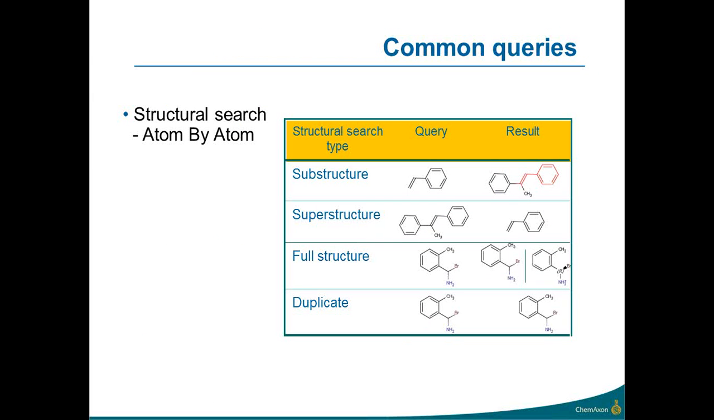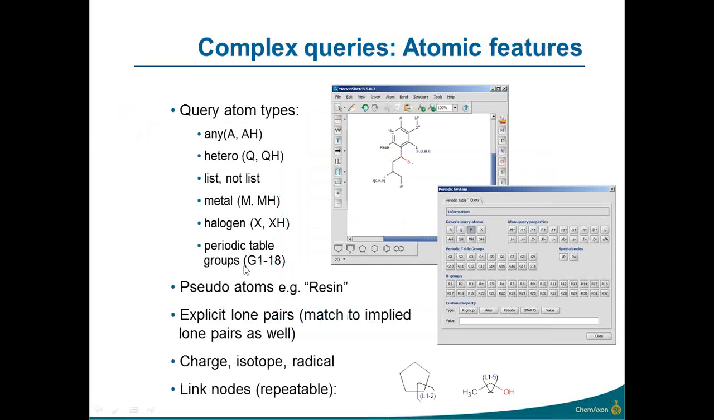As you can imagine, structural search atom by atom is supported, and not just substructure search. You can also do superstructure, a full structure search, a full fragment search, and a duplicate search as well. So these are the most common queries you can build with any other tools from vendors. But what distinguishes us from other vendors are the complex queries which you can build and use in ChemAxon tools.